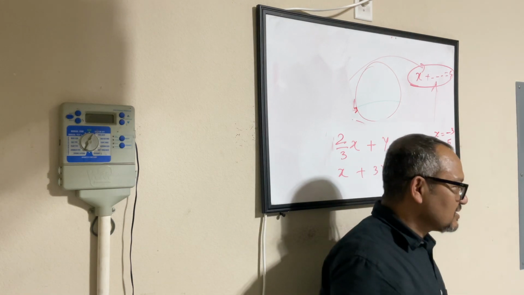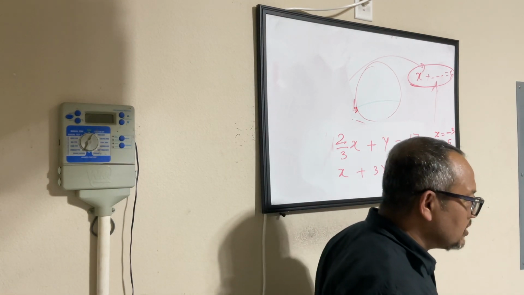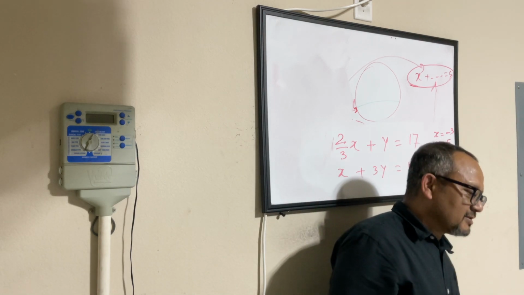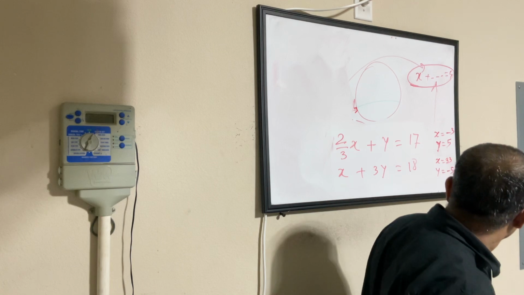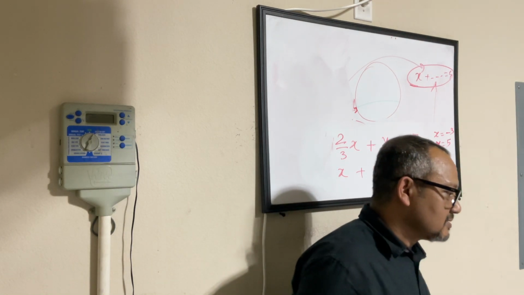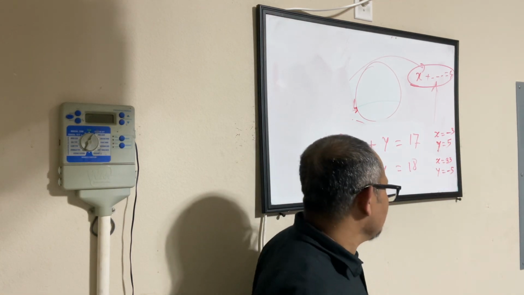Yes. I got x is 23, and y is... Okay, 33 for x and negative 5. Okay. Oh, actually, 33. That's right. How was it done? Okay.